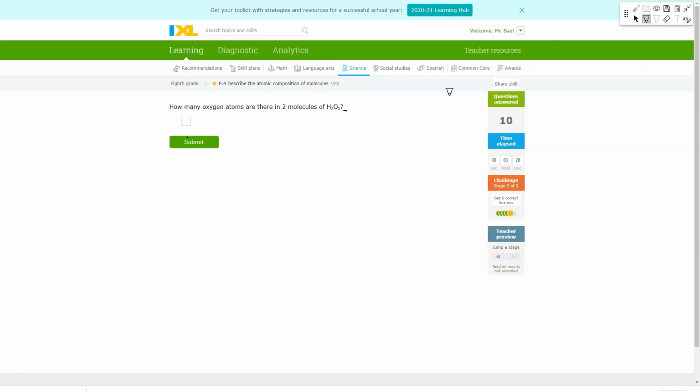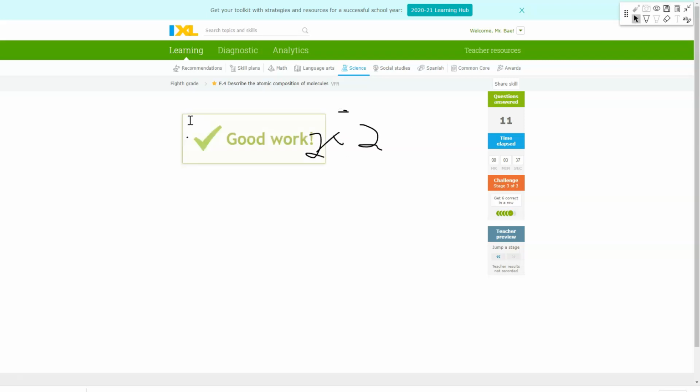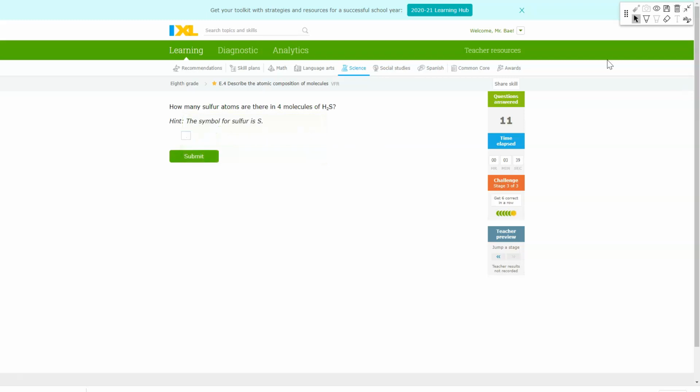H2O2. In this instance, guys, there are 2 oxygen atoms, and you have 2 molecules of it, so you're just going to get 2 times 2 is 4. And last but not least, H2S, it's asking about S. We lucked out. There's 1 S multiplied by 4 molecules, so your total should be 4.